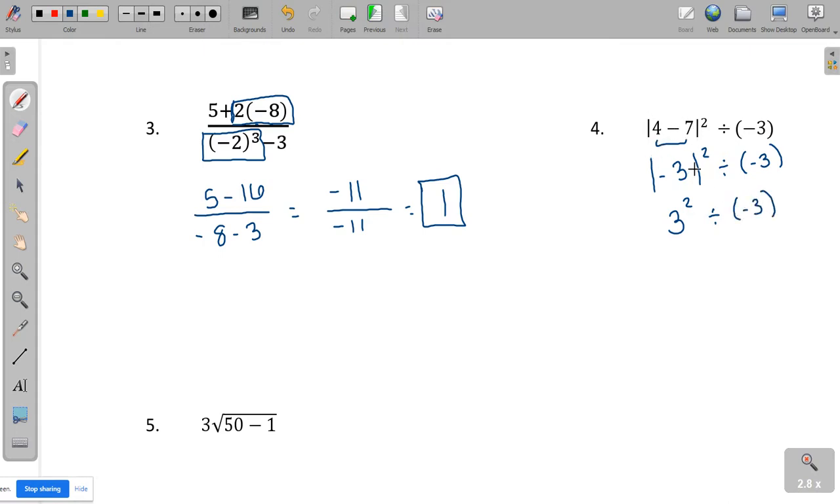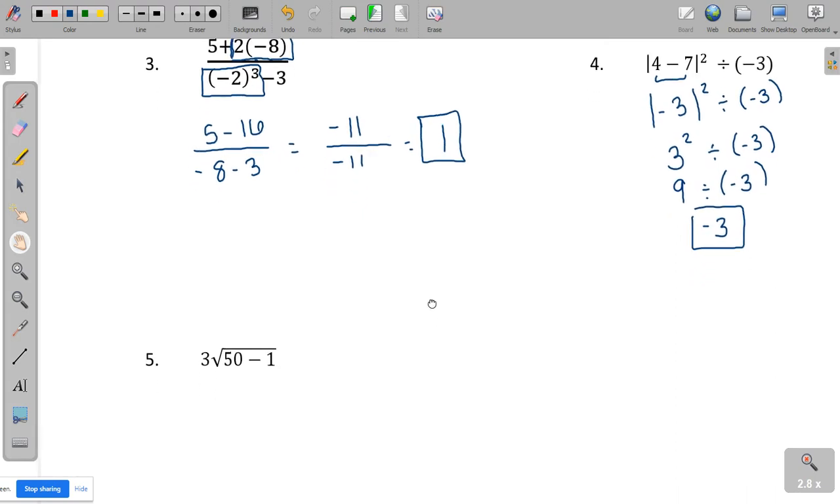Here we have a parenthesis, but that's not meaning we have to simplify it first. All it is showing is that this 3 is negative, so you don't think of it as a subtraction problem. So let's take care of our exponent. 3 squared is 9, and we're going to divide that by -3. 9 divided by -3 is -3.